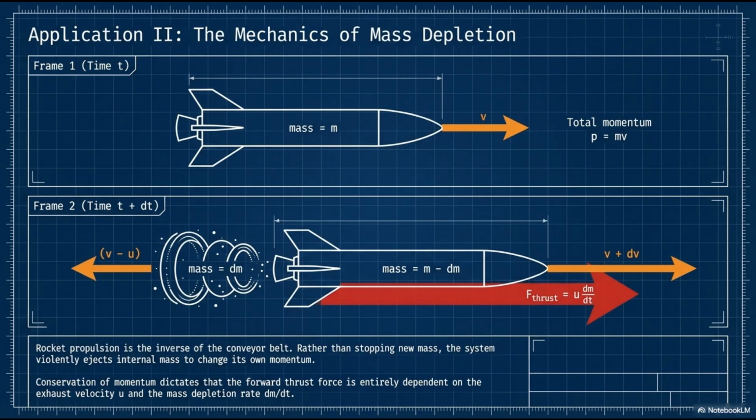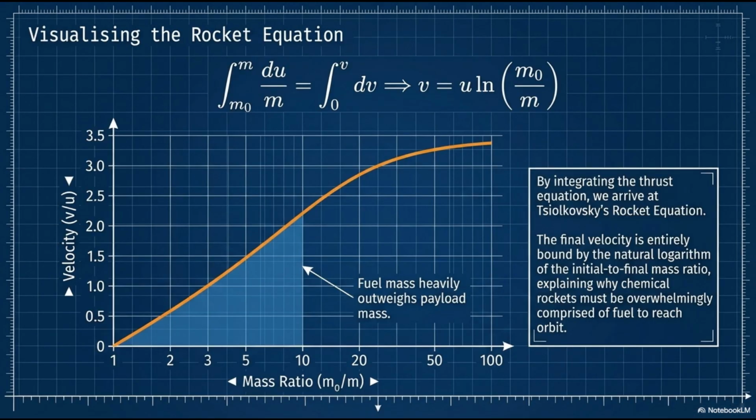We conclude with Tsiolkovsky's rocket equation. By integrating the thrust equation, we find that final velocity is bound by the natural logarithm of the initial to final mass ratio. This explains why rockets must be overwhelmingly comprised of fuel to reach orbit.